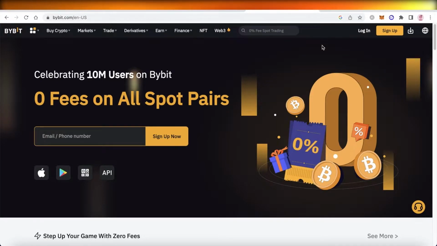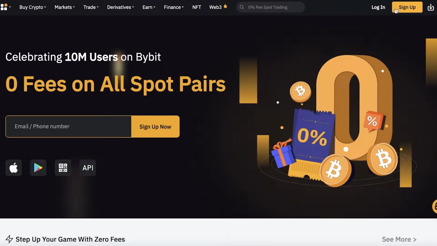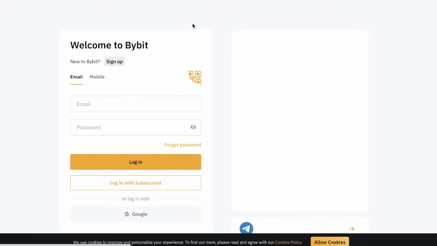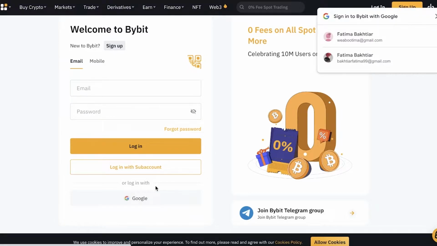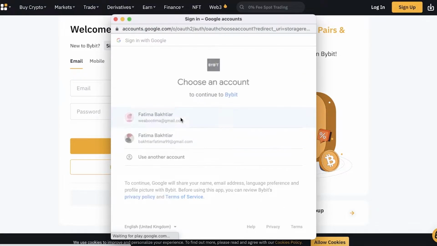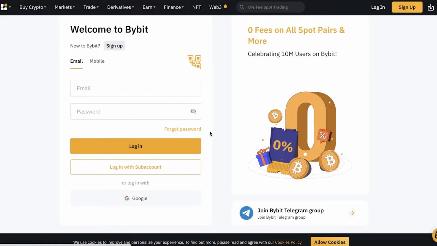Today we'll be taking a look at how you can get started with Bybit copy trading. So let's get into it. Now to get started, all you have to do is click on sign up or log in. If you don't have an account, simply click on sign up and you can sign up very easily using your email address. If you already have an account, just log in, and I will just log into my Bybit account over here. It only takes a couple of seconds to get started as well.